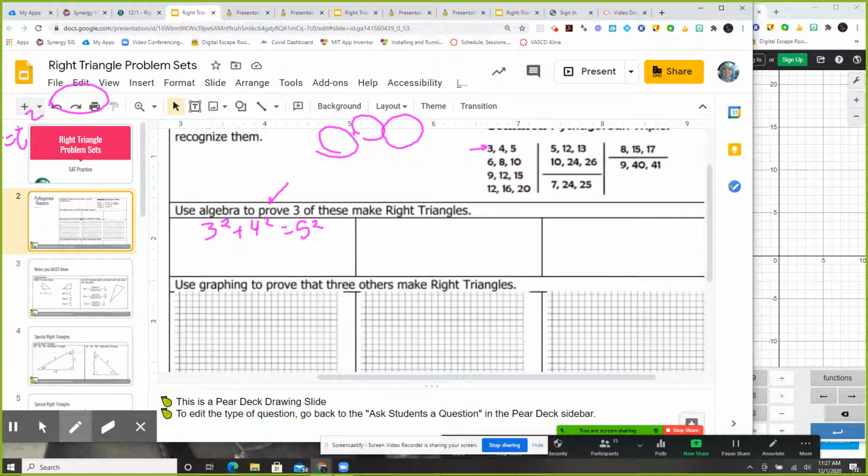So 3 squared is 9. 4 squared is 16. And 5 squared is 25. Is that a true statement? 9 plus 16 equals 25? Yeah, that's true. So I know that's a good Pythagorean theorem.